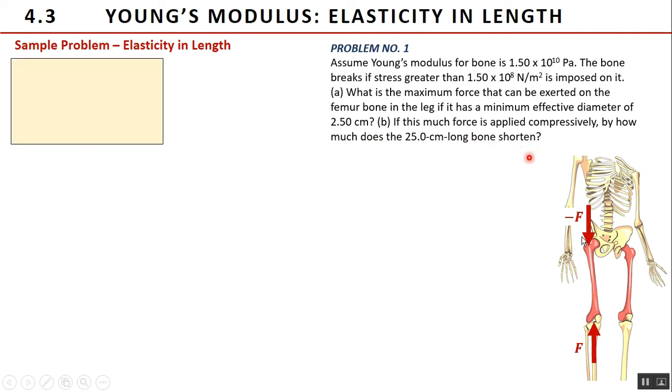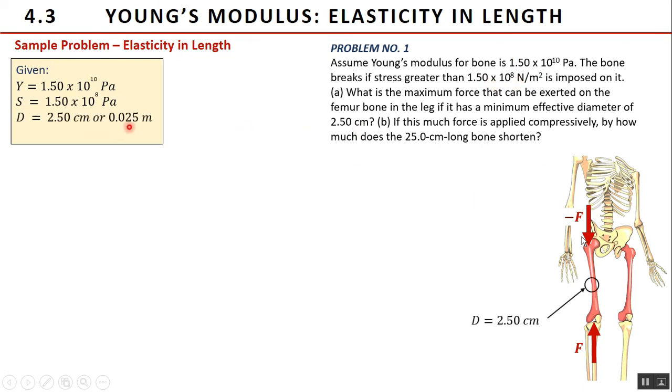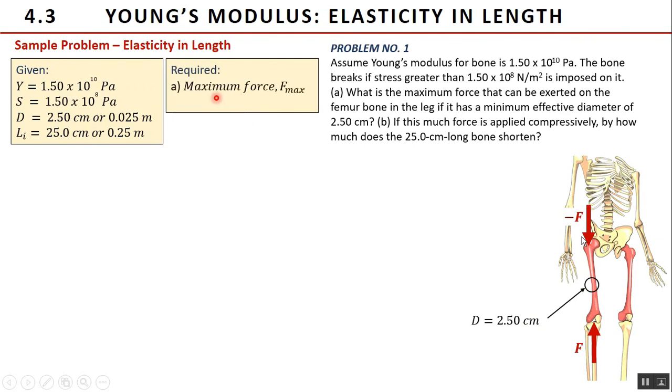So imagine this is the femur bone, and it has a Young's modulus of elasticity of 1.5 times 10 raised to 10 pascals. It will break with a stress of 1.5 times 10 raised to 8 pascals. The diameter of the bone is 2.5 centimeters and its initial length is 25 centimeters, or 0.25 meter. What we are looking for is, letter A, the maximum force that can be exerted, and letter B, the change in length of the femur bone, delta L.